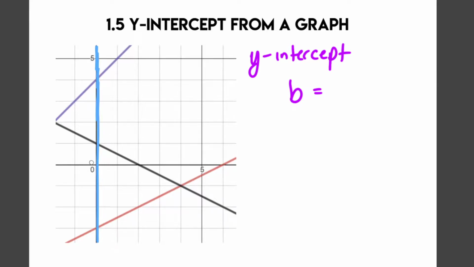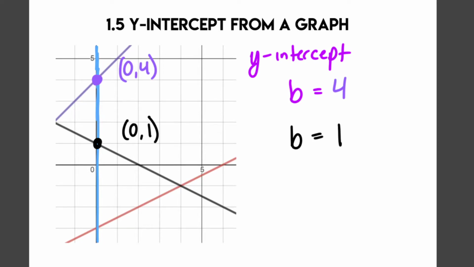My purple line is crossing the y-axis right here. So for my purple line, b is equal to 0, 1, 2, 3, 4. So that one is 4. It's crossing at 0, 4. Cool. Next up is the black line. The black line's crossing the y-axis right here, which is up only 1. So this is actually going to be at 0, 1. So my y-intercept for my black line is going to be 1.